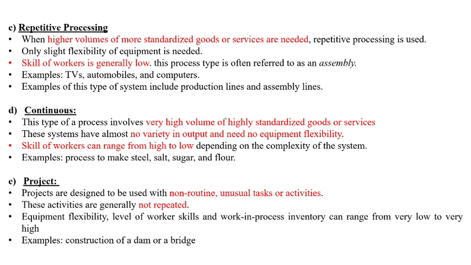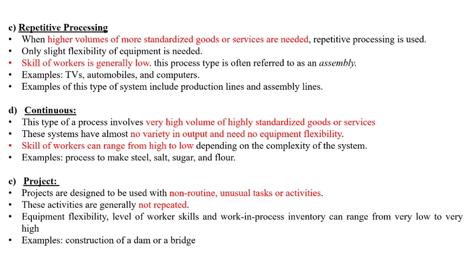Next we see the repetitive process. When higher volumes of more standardized goods or services are needed, the repetitive process is used. Only slight flexibility of equipment is needed. Skill of the workers is generally low. This is assembly type of production. What did we study earlier? We saw the case of automobiles. Examples are TVs, automobiles and computers. This is done on a daily basis, right? It is not occasional or seasonal. So production line and assembly line production is used for this.